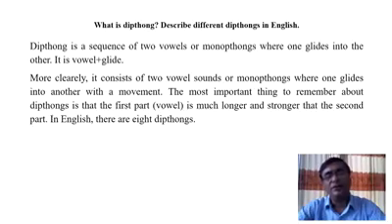A diphthong is a sequence of two vowels or monophthongs where one glides into the other. So the first thing that you have to remember is that a diphthong is a sequence of two vowel sounds. Two vowel sounds will come, and you can also say monophthongs. I'm repeatedly telling you sounds, not vowels, because there can be two vowels but a single sound. There can be a long monophthong even if there are two vowels.